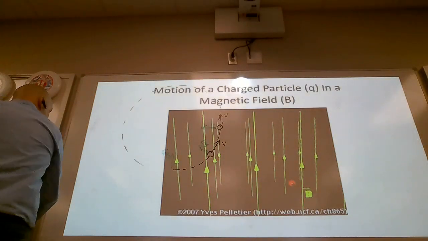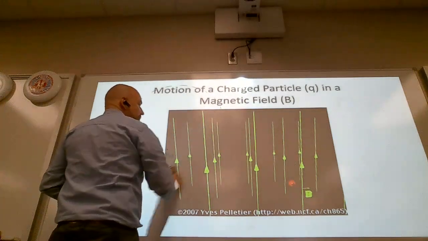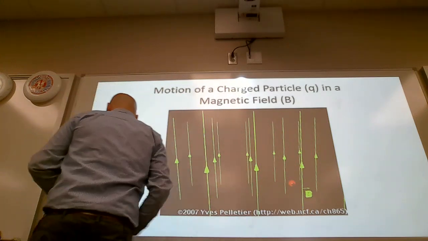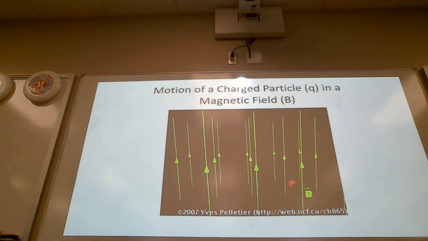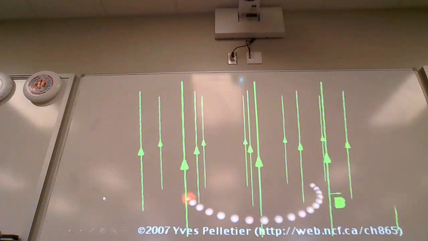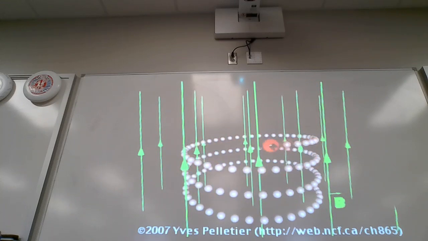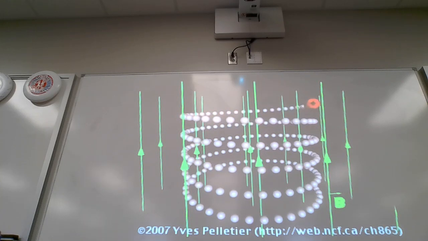So this animation is showing a positively charged object going through a magnetic field. It's going to do a spiral because some of this velocity initially was going parallel to the magnetic field. So it's going to do like a spiral. Cool with that?